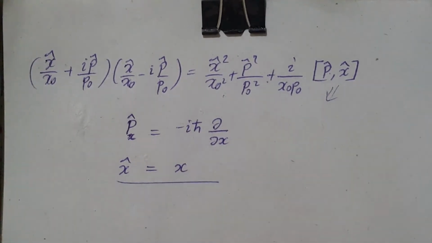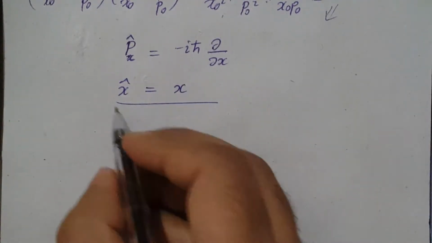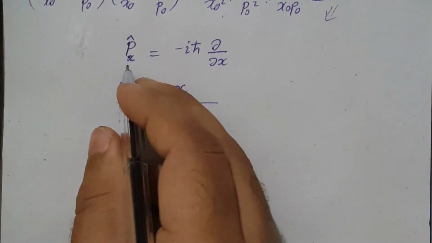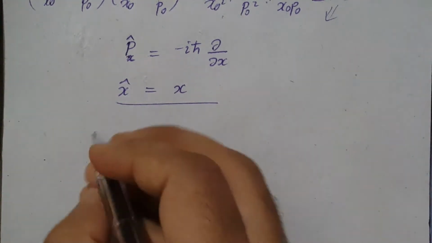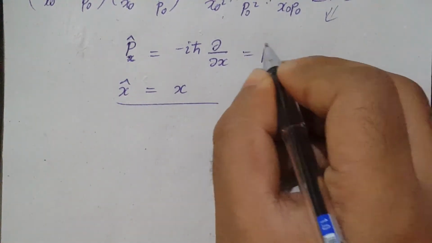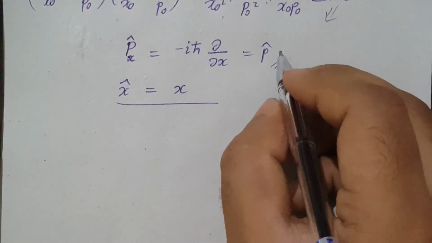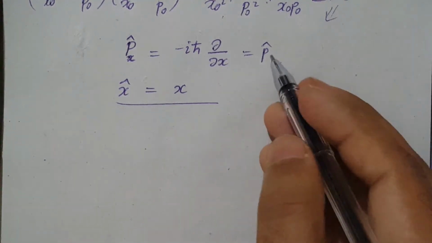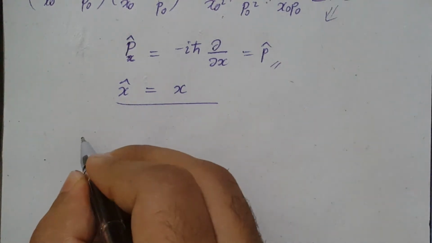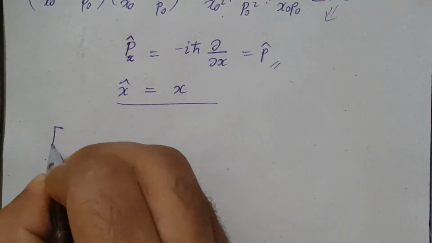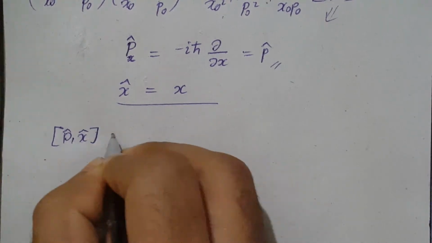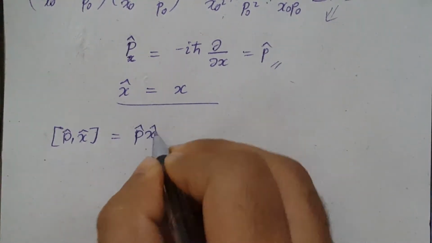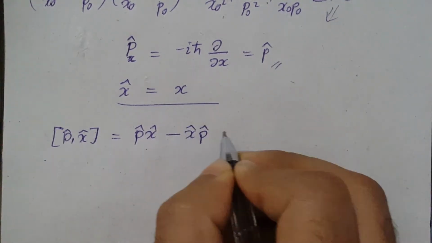Okay, now what will be the commutator of p cap and x cap? Let me call it p cap for now. It's fine, remember it's only the momentum on the x-axis, because this is the total momentum we have. Now we can write [p cap, x cap] equal to p cap x cap minus x cap p cap.